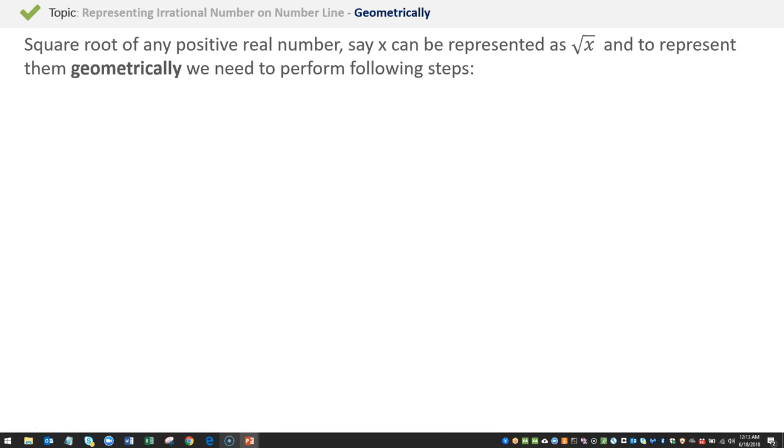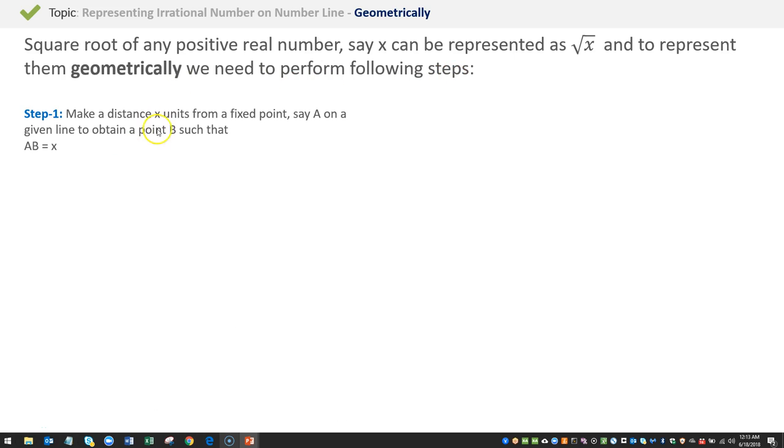This was a representation of irrational number. Now let's take a look. If I have to represent irrational number geometrically, how do I go about it? A square root of any positive real number, say x, can be represented as square root of x, and to represent them geometrically, we need to perform following steps.